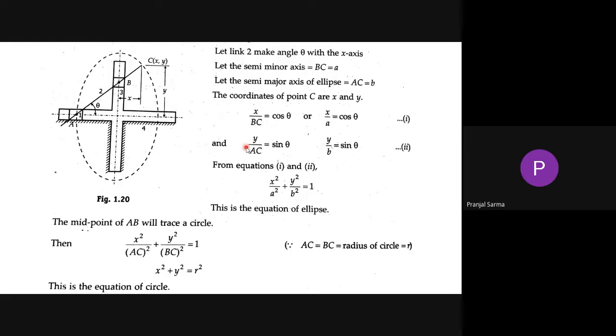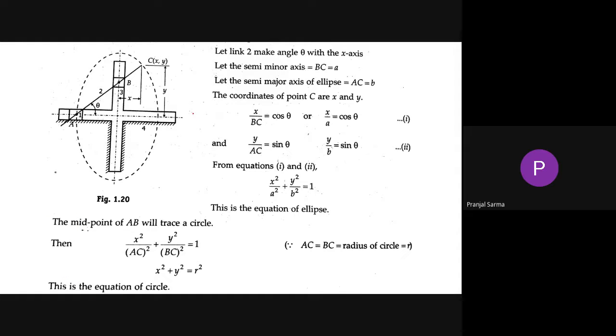So what I can write, x, this angle is theta, right? So I can write x equal to... Here also, if I draw a horizontal line here, this angle is going to be theta only, okay. So this distance will be x. So I can write x equal to BC cos theta, right?